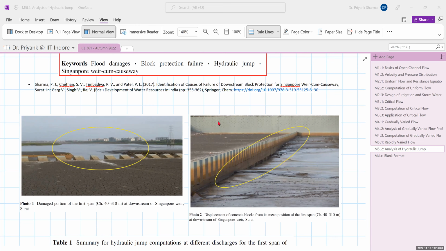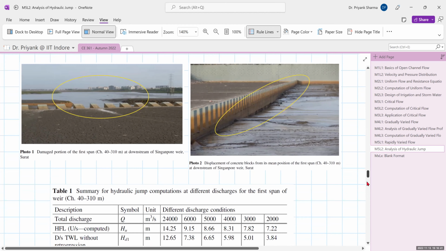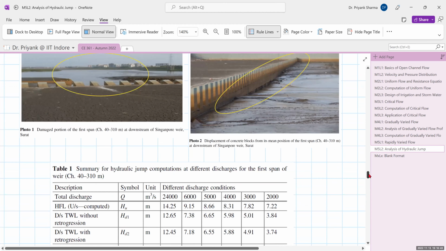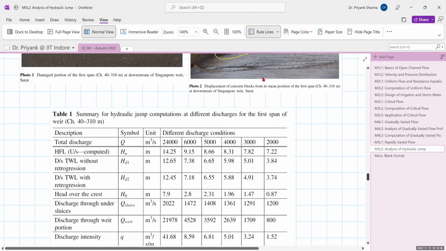Now this structure is also unique in the sense that on the upstream of the structure there is the Tapi river which is flowing, and in the downstream the tidal waves from the Arabian Sea are hitting the structure. So what we did, we tried to analyze the hydraulic jump condition.